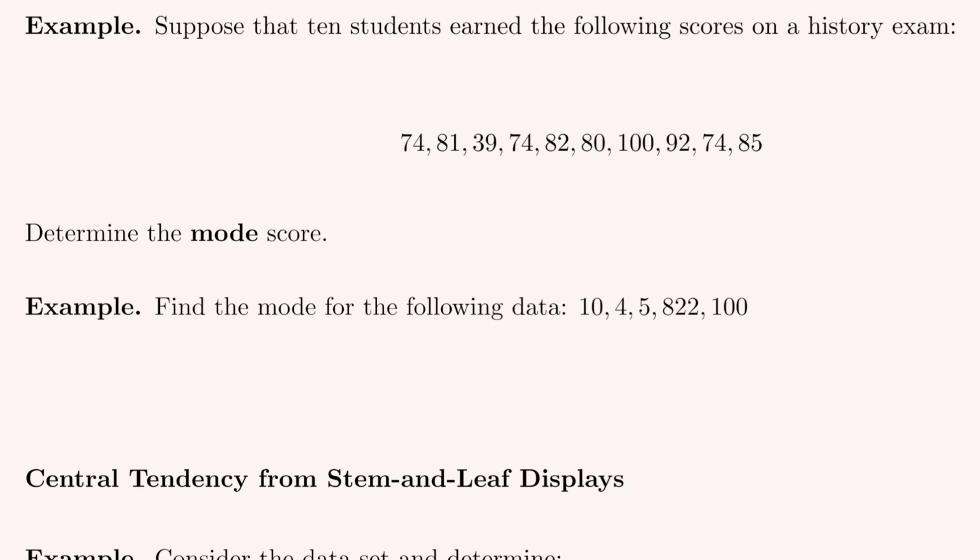So in this next example, we have 10 students who earned the following scores on a history exam. We are asked to determine the mode score. So what we would do here is we would ask ourselves, do any of the data items repeat themselves? If so, do any of the items repeat themselves the most? Take a moment to glance through this list.